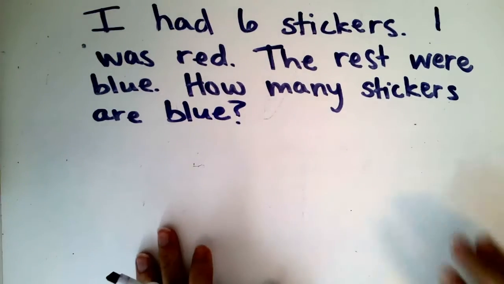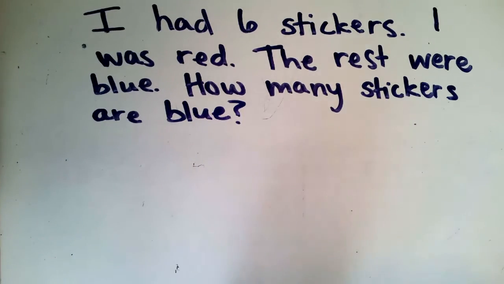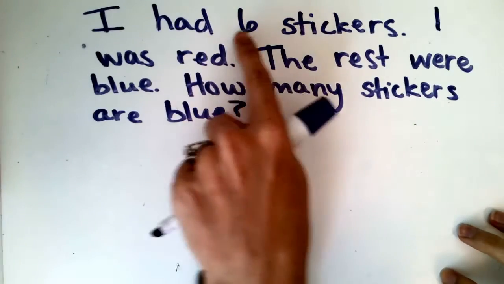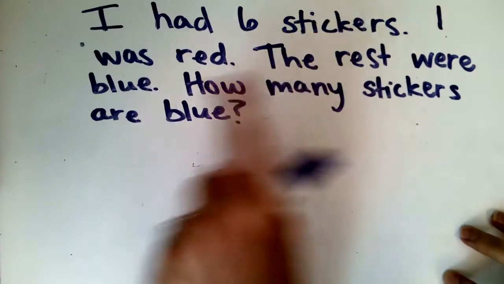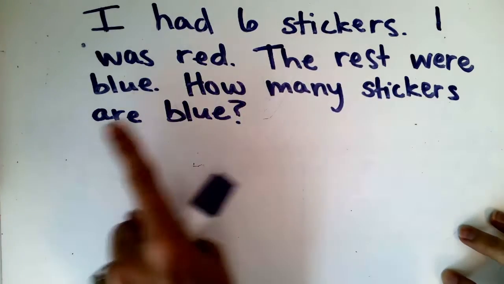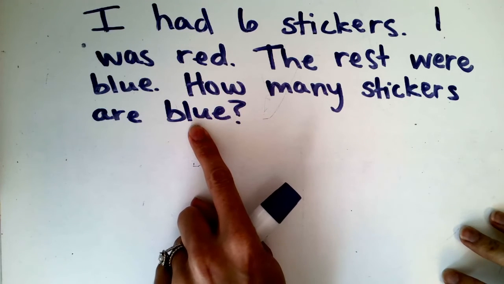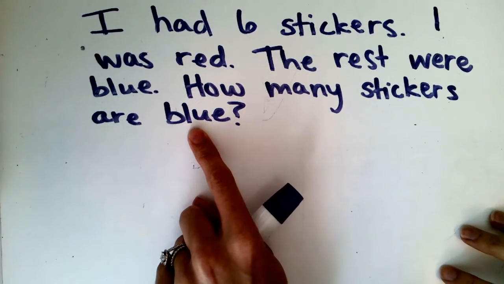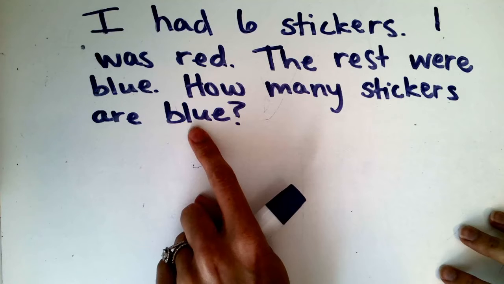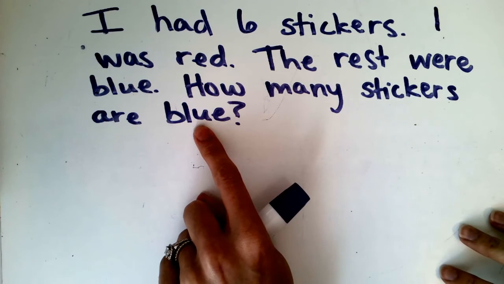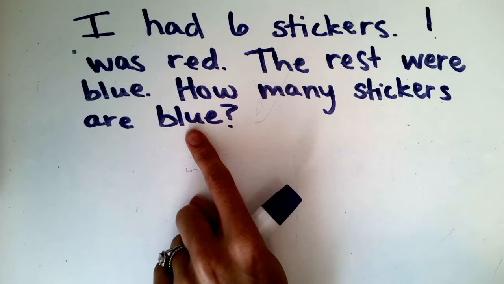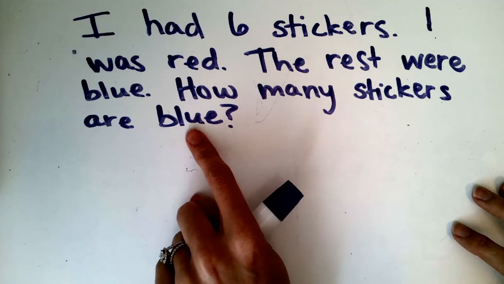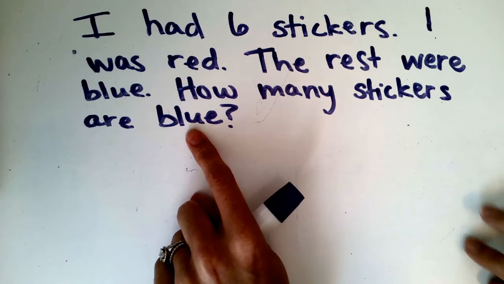All right. Okay, let's read it through one more time. I had 6 stickers. 1 was red, the rest were blue. How many stickers are blue? Okay, we only know how many I have and how many are red. We don't know how many are blue. That's what we need to figure out using the information they gave us. Okay, so remember Mrs. Garris said we're using adding and subtracting again today.